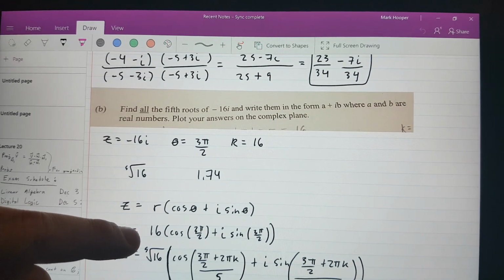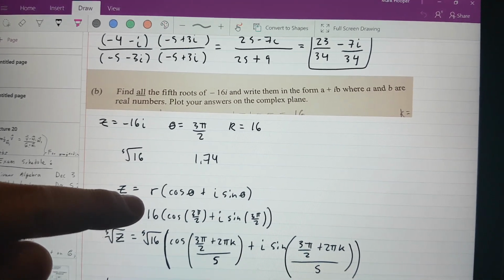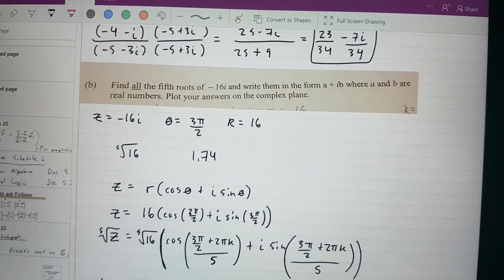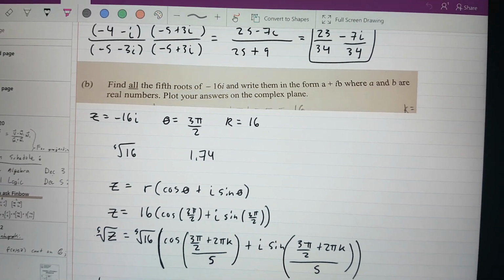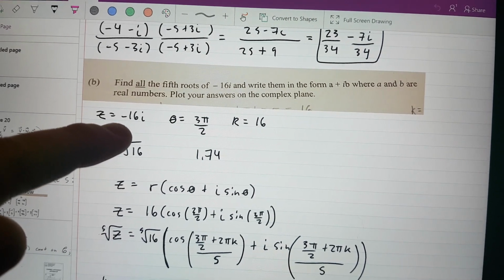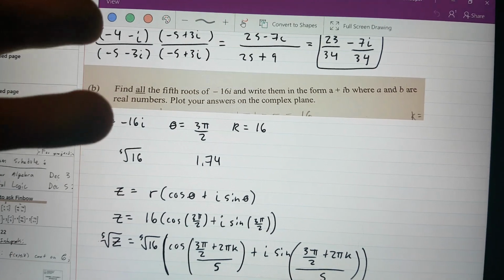Find all the fifth roots of negative 16i. Write them down in the form of a plus ib, where a and b are real numbers. Plot your answers on the complex plane. So what we're going to do is we're going to take z. We want to find the magnitude of that. That's going to form the radius, because we want r and theta.